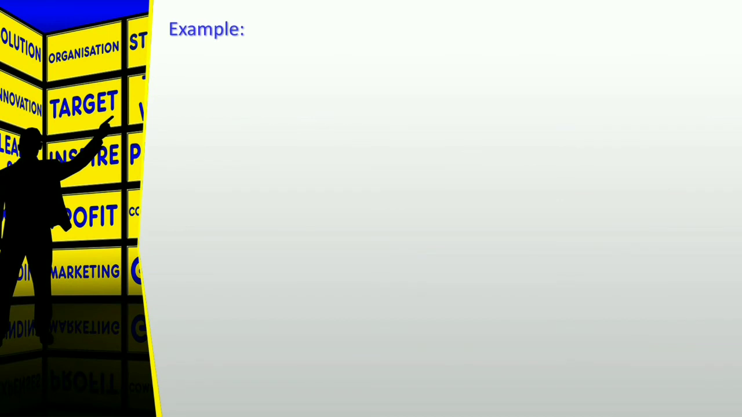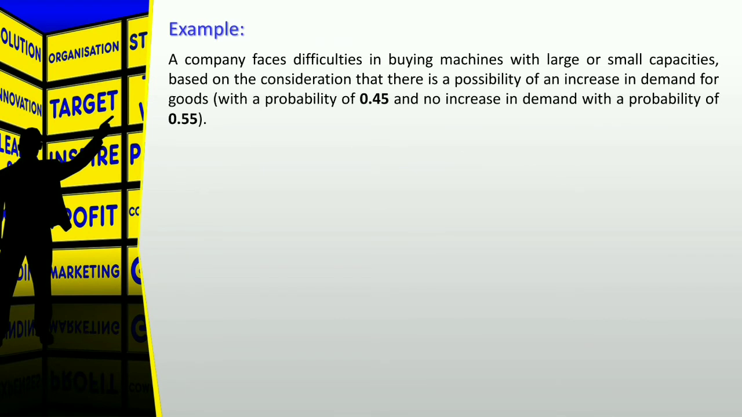This is the example. A company faces difficulties in buying machines with large or small capacities, based on the consideration that there is a possibility of an increase in demand for goods with a probability of 0.45 and no increase in demand with a probability of 0.55.